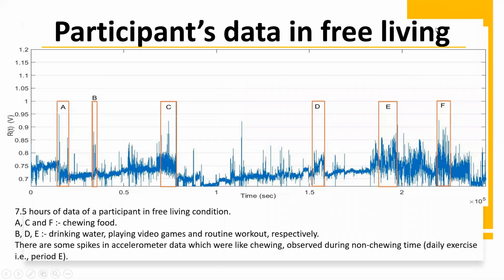So as you can see, this is 7.5 hours of data of a particular participant in free living condition. Here, the rectangles A, C, and F represent the chewing event data, B represents drinking water, D represents playing a video game, and E represents a routine workout. As you can see, E and F look similar, but our algorithm does a very good job of differentiating them.